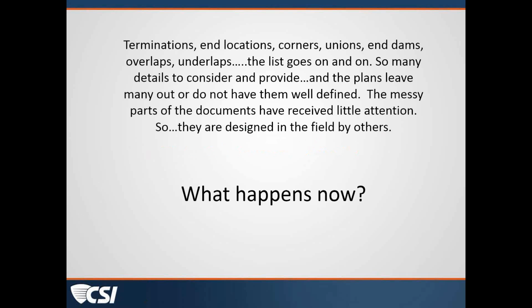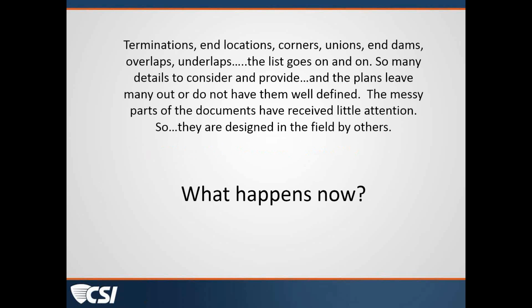When you're developing a set of contract documents, there are all of the wonderfully fancy, can't wait to draw, fun details of terminations and end locations and corners and unions and end dams, if you know what that means, and overlaps and underlaps, and the list just goes on and on. There are so many of these details to consider and provide, but yet many architects leave many of those details out, and they are not well defined at all. In other words, in those messy parts of the documents, we don't tend to spend a lot of time and pay a lot of attention.